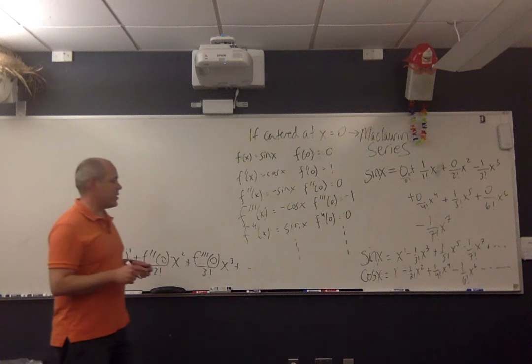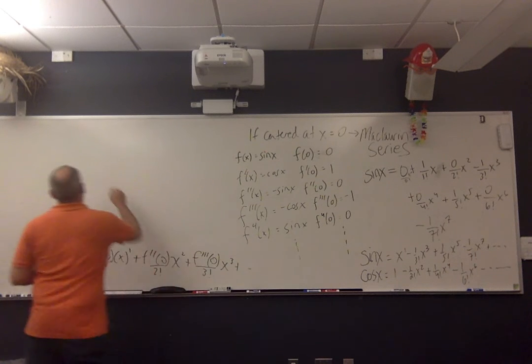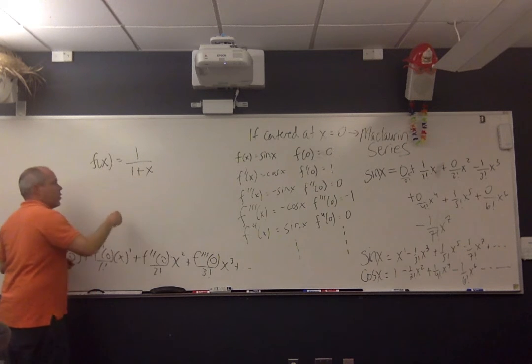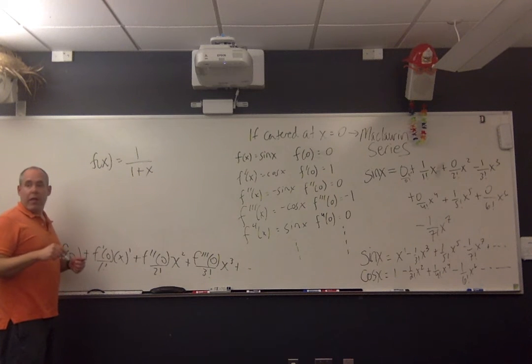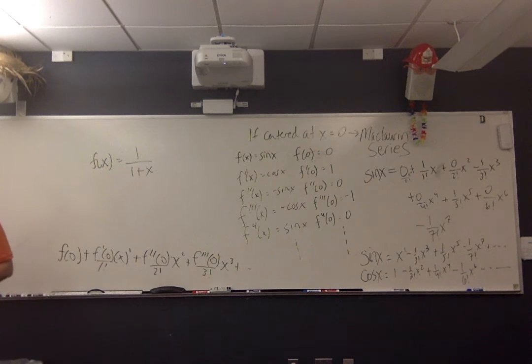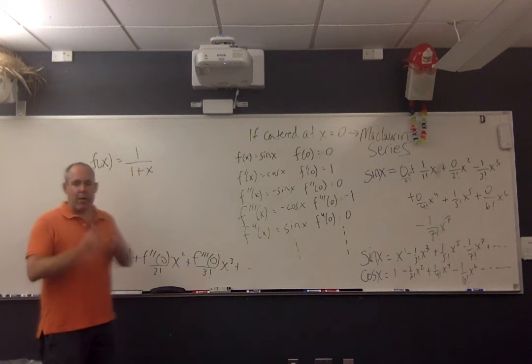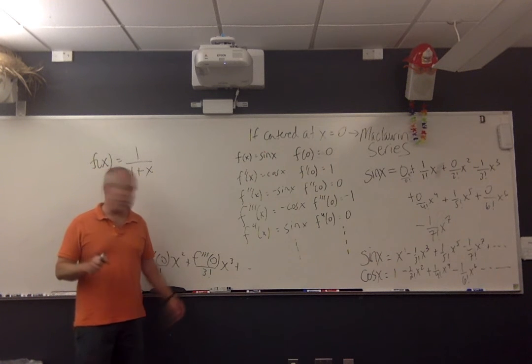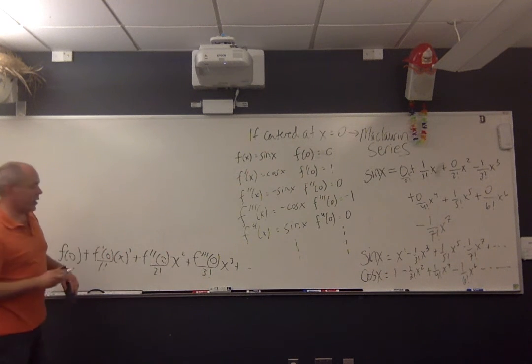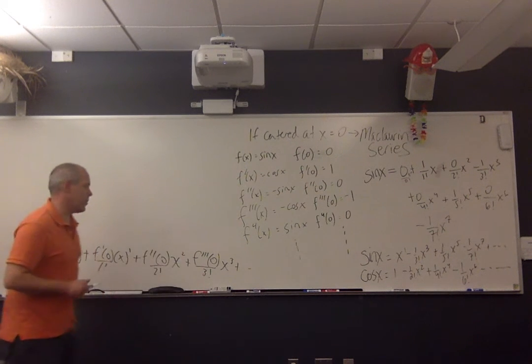Sorry, that's not true for 1 over 1 plus x, the one we did first. We did it at 0. If we go to -1, it's not going to work anymore. We can tell that we're not going to be able to go past -1 because then it gives us a problem. With sine and cosine, it's actually an infinite interval of convergence, and you can do the math. But let's do one more.